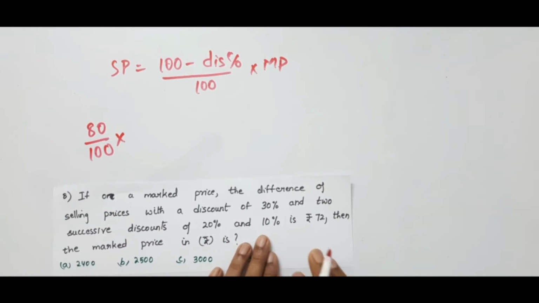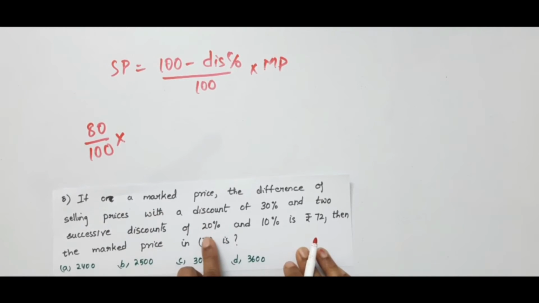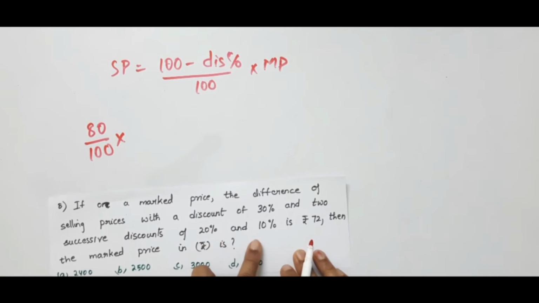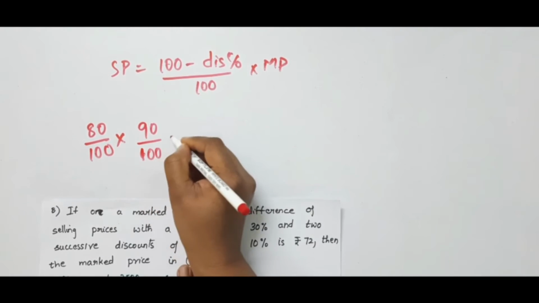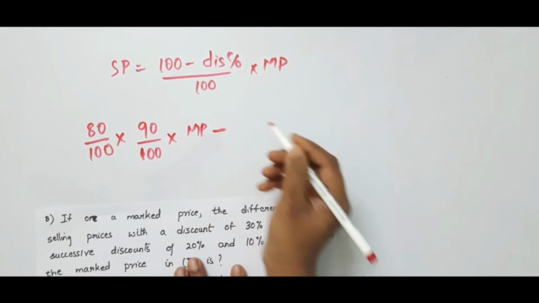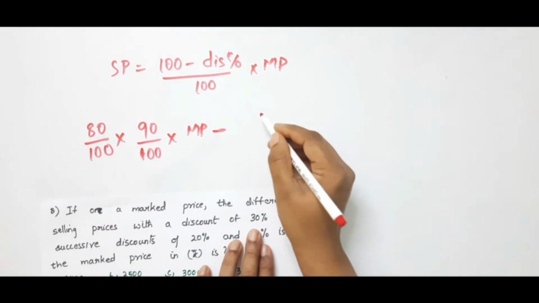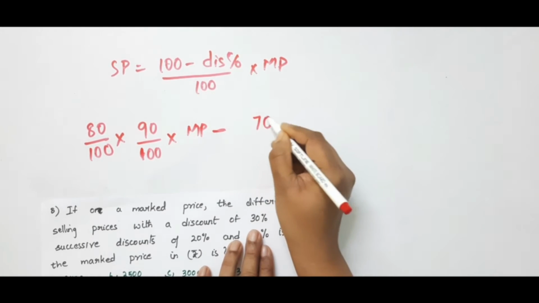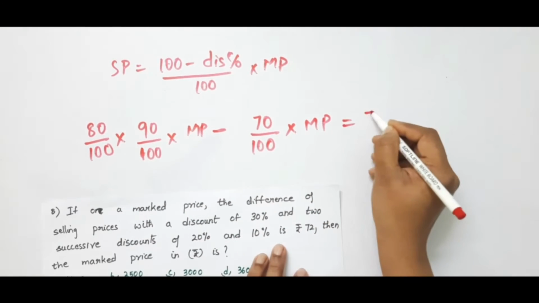We know how to find the selling price. In the previous two examples, we learned how to find the selling price for two successive discounts. Is it not? The same thing I am doing here. Here the two discounts are 20% and 10%. So 100 minus 20 is 80 by 100, and 100 minus 10 is 90 by 100, into the market price, minus the other discount, 30%. 30% means 100 minus 30 is 70 by 100 into market price, and it is given that it is equal to 72.